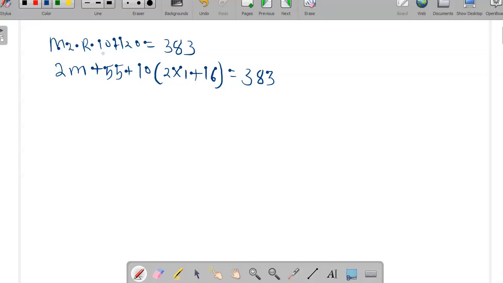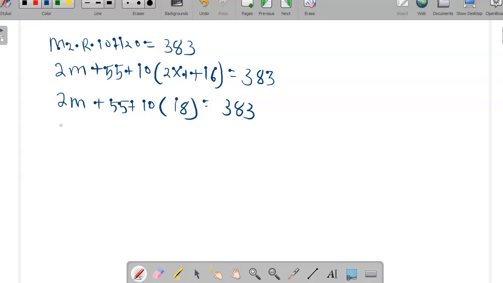They give us in the bracket 10. Then the 10, when I put it here, I open a bracket. Why am I opening a bracket? This 10 is multiplied across hydrogen and oxygen. So hydrogen, we have 2 hydrogen, 2 times 1. We have 1 hydrogen in the bracket times 2, plus 16 oxygen because we have only 1, is equal to 383. Then here 2M plus 55 plus, in this 10 open bracket, 2 times 1 is 2 plus 16, 18, is equal to 383.